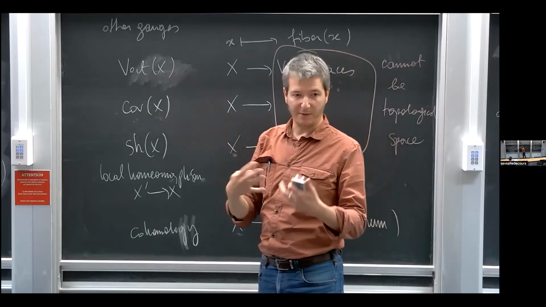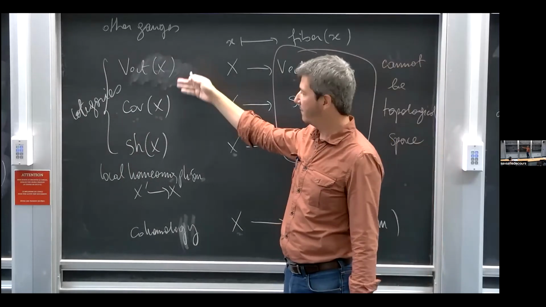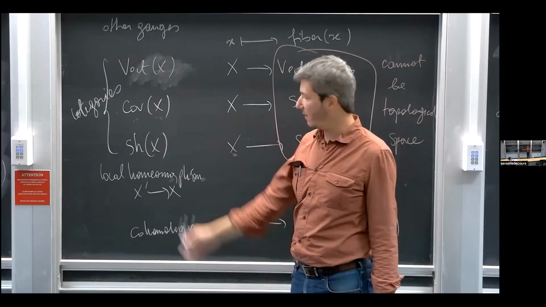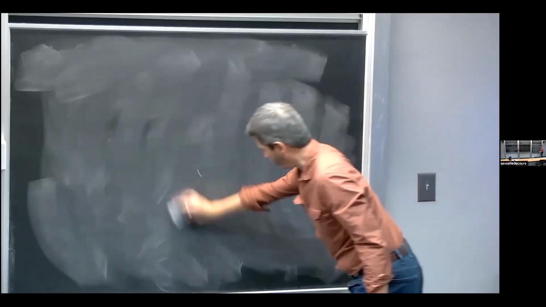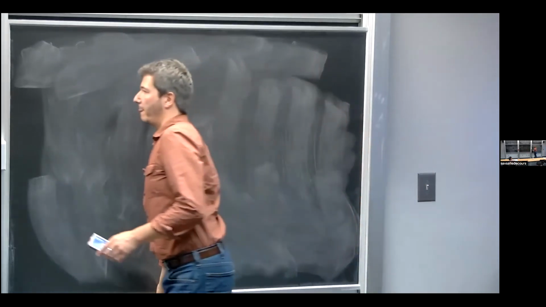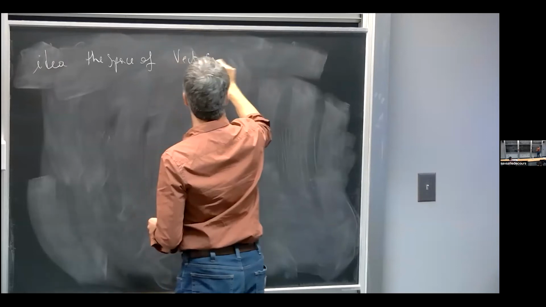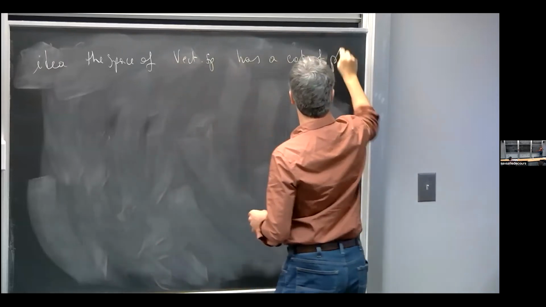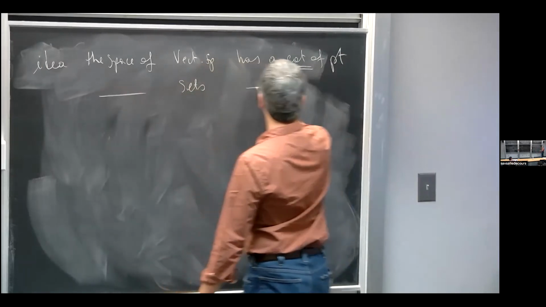And so the invariants are better behaved if we look at them as categories. So there's a category of covering spaces, and there's a category of sheaves. So the space of vector bundles has a category of points, and the space of sets also has a category of points.